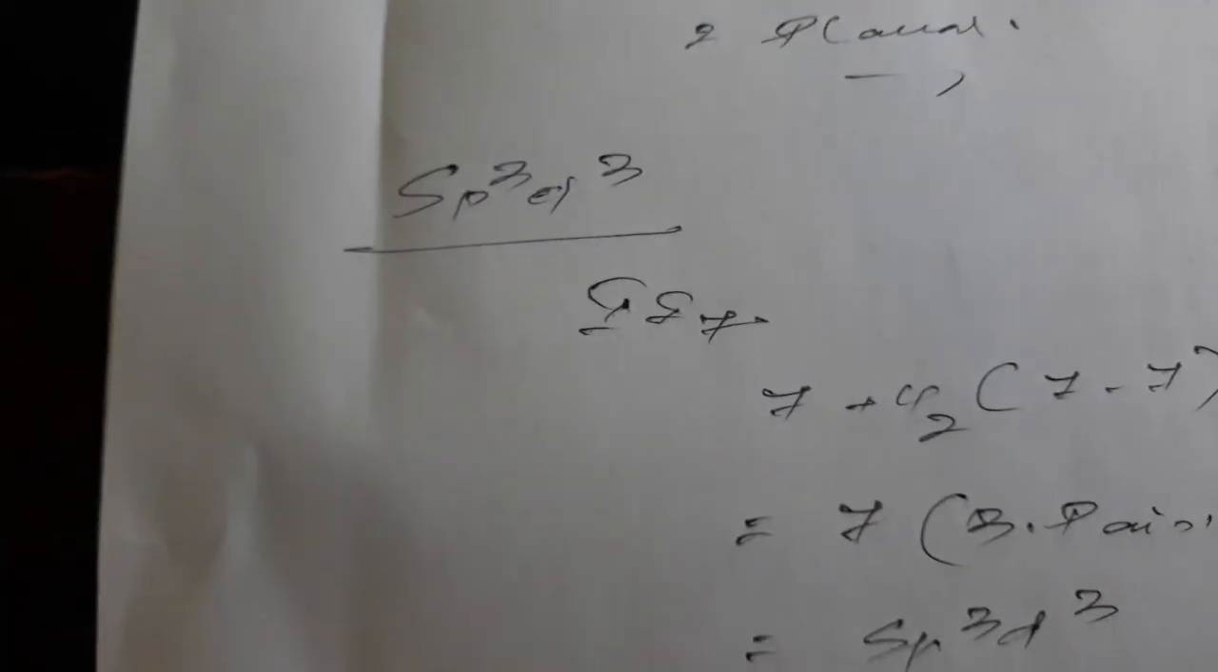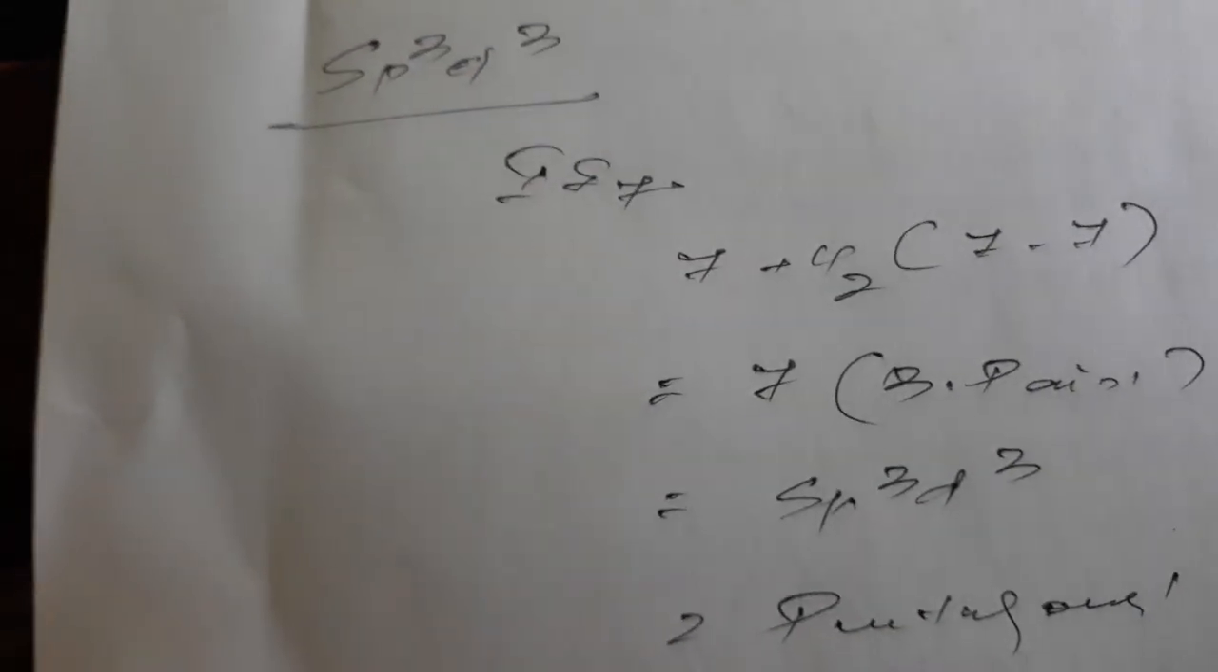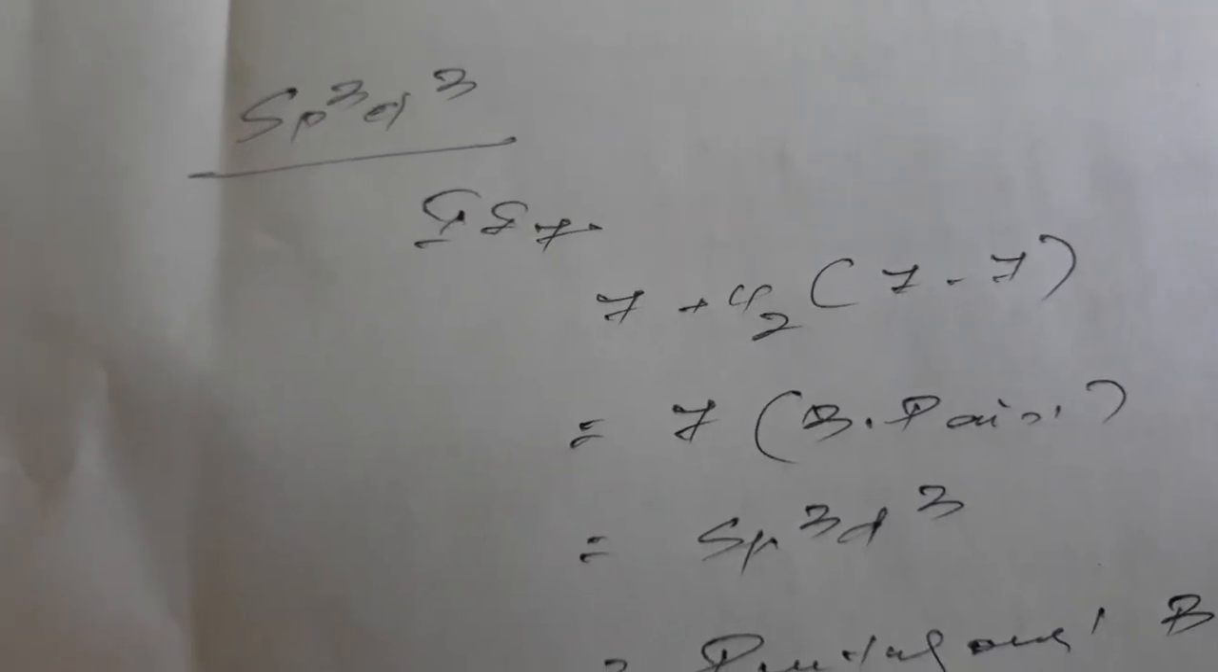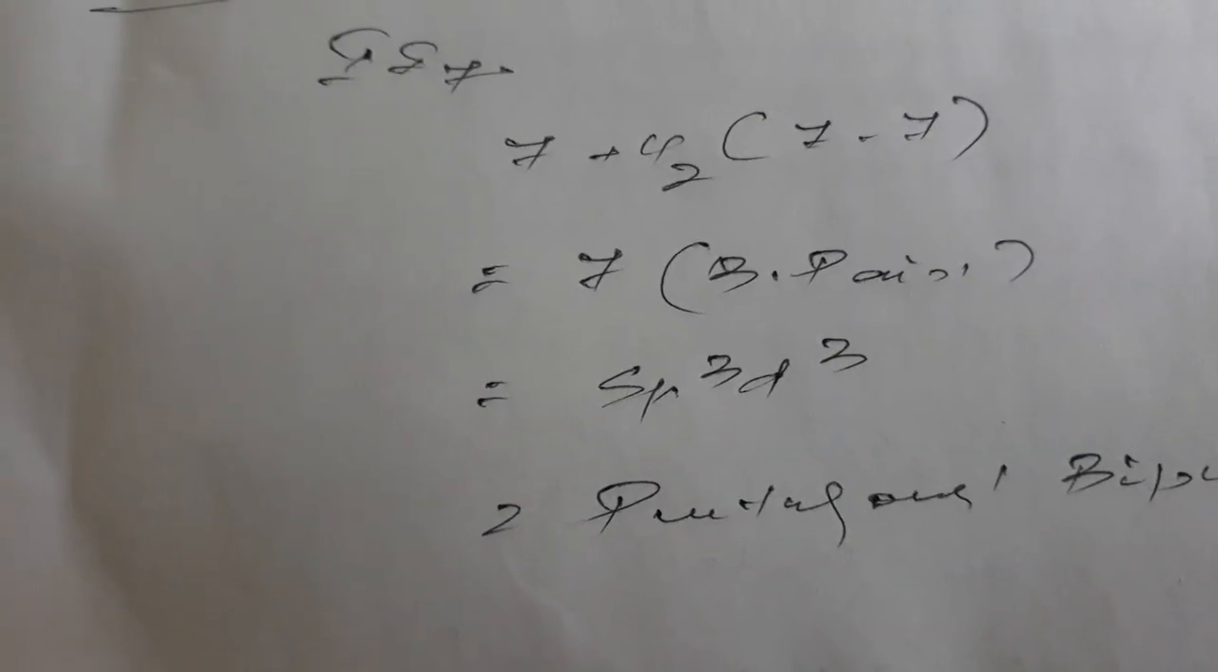And the final thing is sp3d3, and here also I am taking one example only, IF7. The same calculation we are following: 7 plus half of 7, that is the valence electrons in iodine, minus 7 fluorine atoms. We will get 7 bond pairs, and the hybridization will be sp3d3. Pentagonal bipyramidal is the structure.